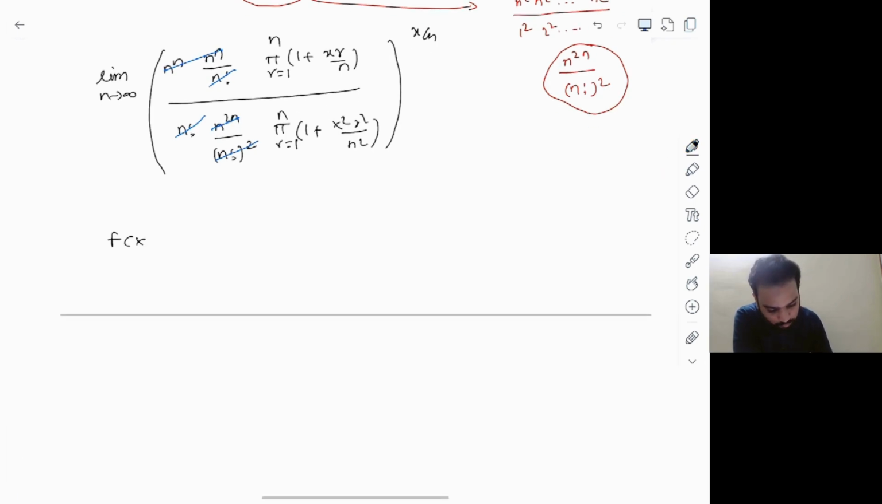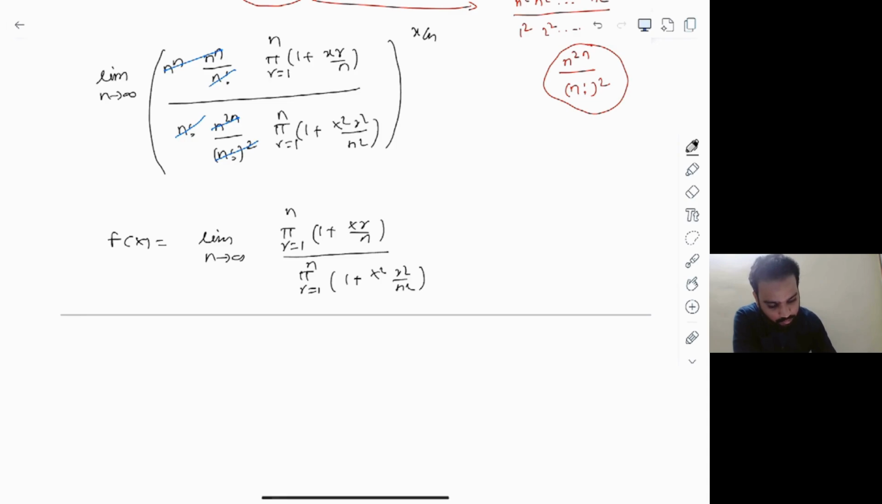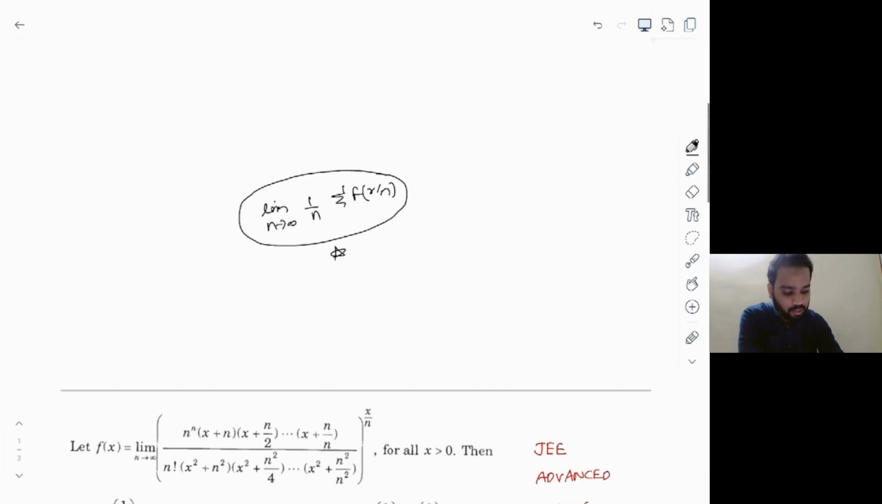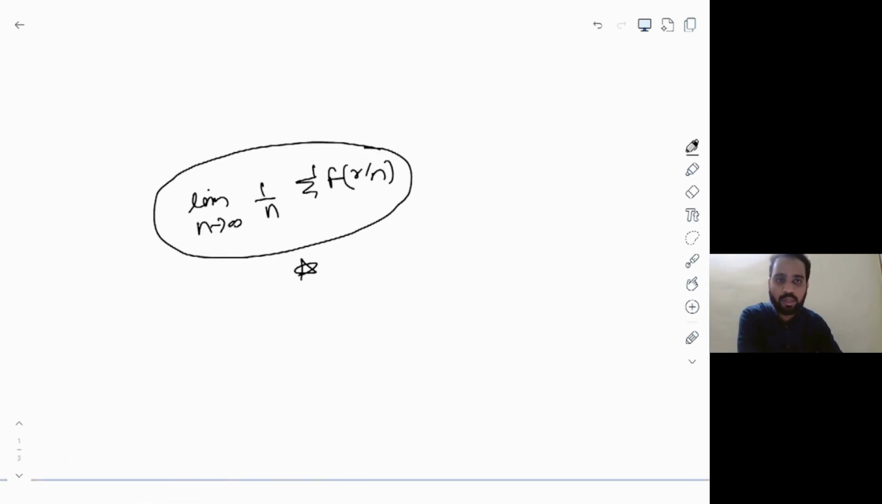Okay. So we have f of x is equals to, finally, limit n tends to infinity, product r is equals to 1 to n, 1 plus x into r by n divided by pi r is equals to 1 to n, 1 plus x square into r square divided by n square whole to the power of x divided by n. Now it is somewhat looking similar to our standard notation, that is 1 by n into sigma f of r by n. So this is the ultimate idea.